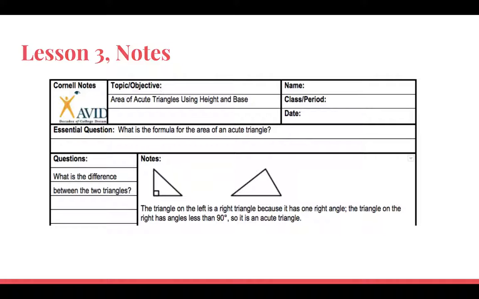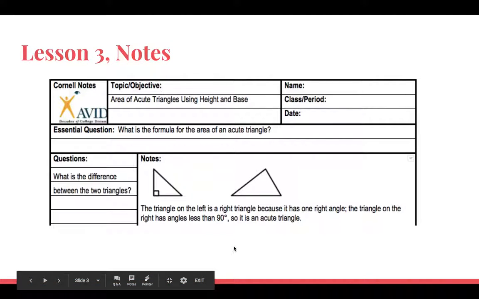I'm going to have you copy these two triangles because the triangle on the left is a right triangle because it has one right angle. The triangle on the right has angles less than 90 degrees, so it is an acute triangle. Each of these angles does not quite make 90 degrees, so they are acute angles. Pause this video right now to copy.